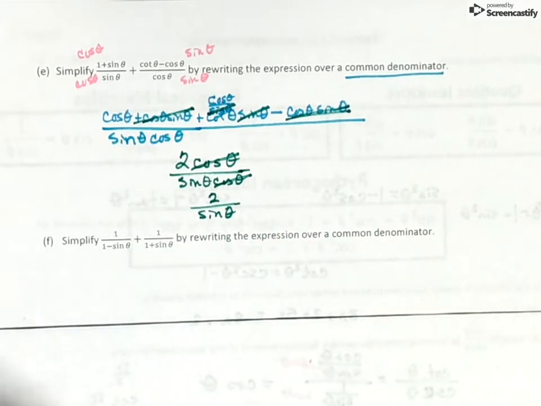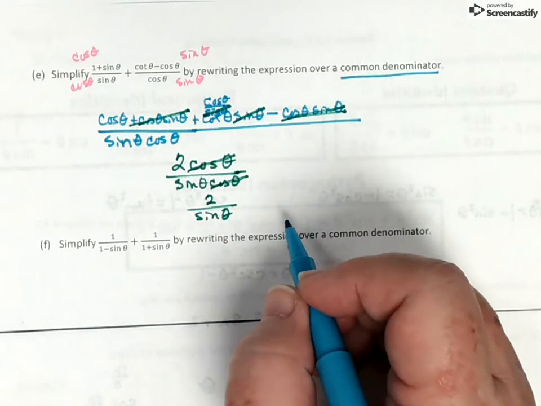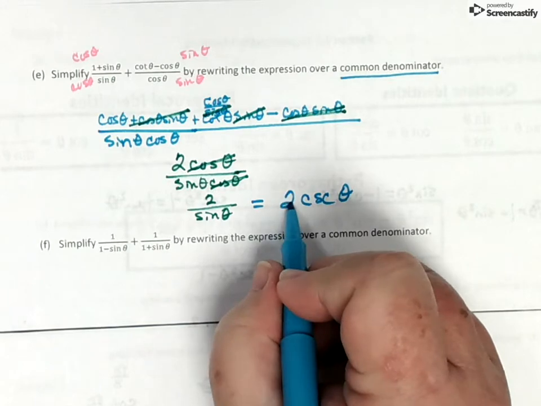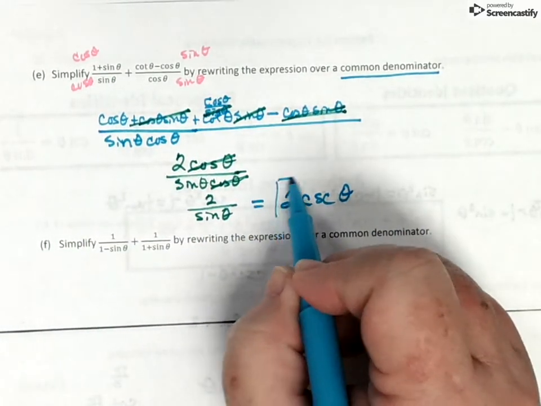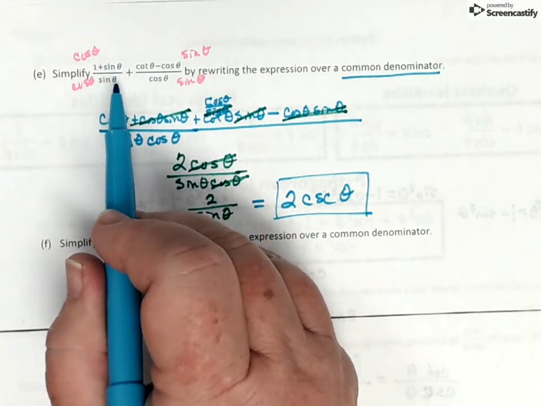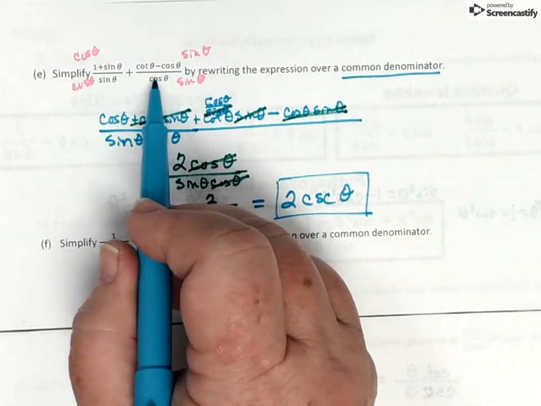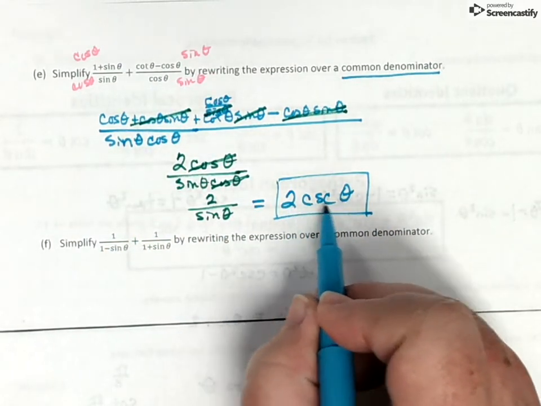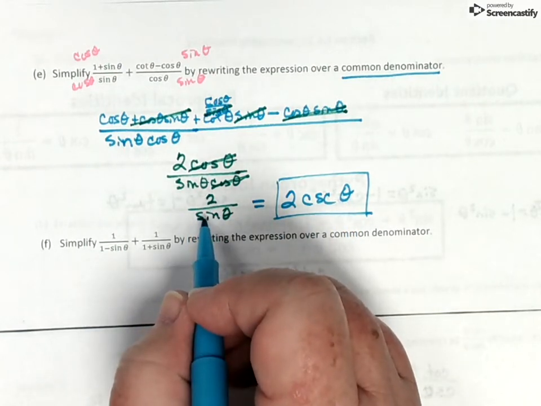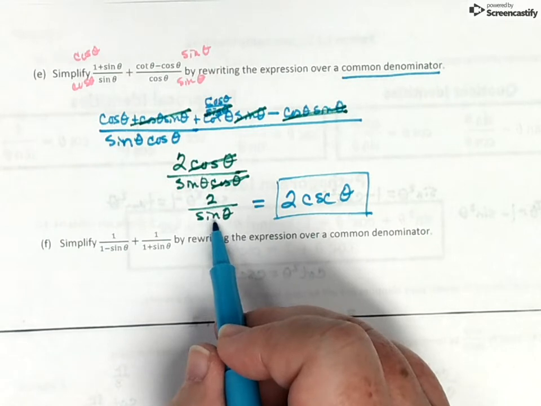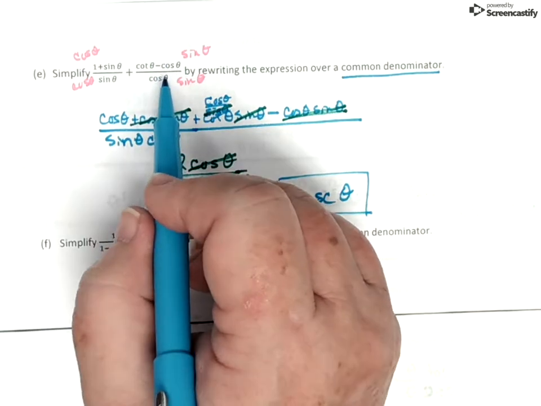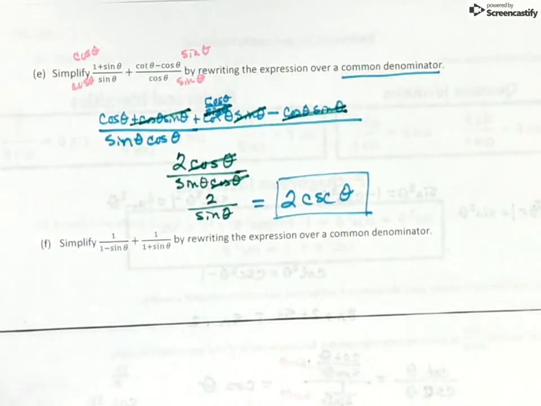Well, what is the reciprocal of sine theta? The reciprocal of sine theta is cosecant theta, and there are 2 of them. So we have simplified from all of this, 1 plus sine theta over sine theta plus cotangent theta minus cosine theta over cosine theta, just down to this simple 2 cosecant of theta. Or if you like 2 over sine theta, that's fine, but if they ask for it in terms of cosecant, this is what they're looking for. Wouldn't this be a much easier problem to do than this one? So let's do another one.